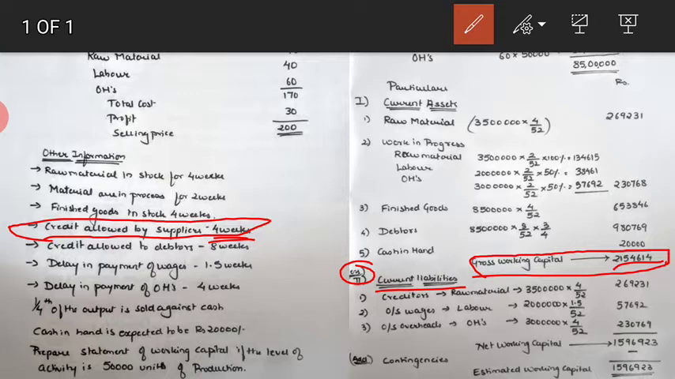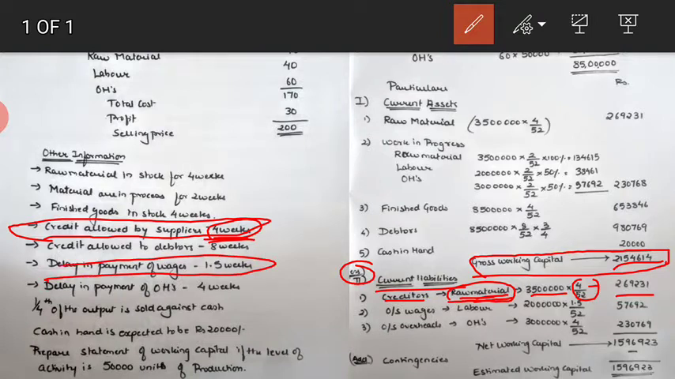Now what do they supply? Supply raw material. So creditors are always calculated on the basis of only raw materials. Okay, so creditors, we consider only the raw material cost. The raw material cost is 35 lakhs into, they allow 4 weeks credit. So into 4 divided by 52. So 35 lakhs into 4 divided by 52 gives us 2,69,231.